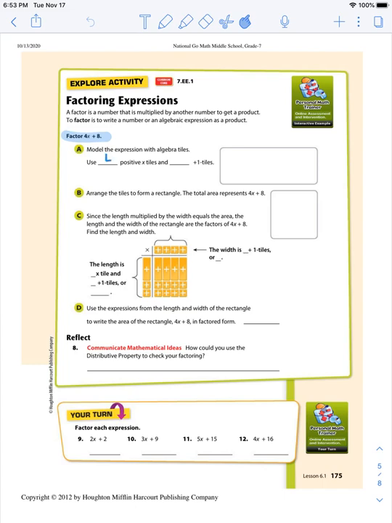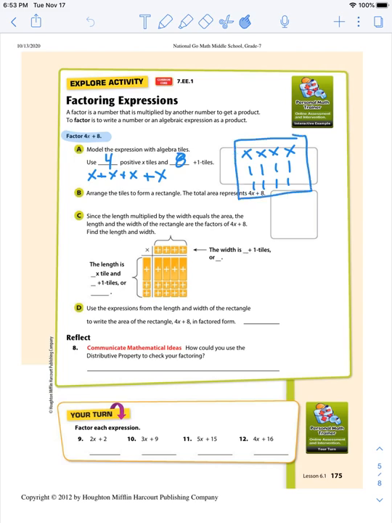This uses 4 x tiles. 4x is the same thing as x plus x plus x plus x. Okay, so 4 positive x tiles and 8 1 tiles. So we're going to say x, x, x, x. There's our 4x, and then 8 1 tiles. Those are my 1 tiles. We're going to arrange it in a rectangle. This total area represents 4x plus 8.